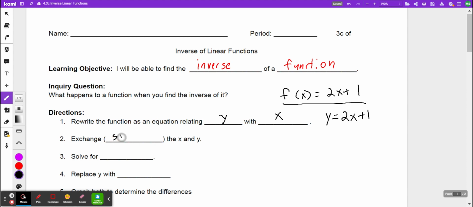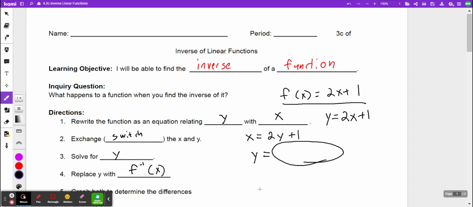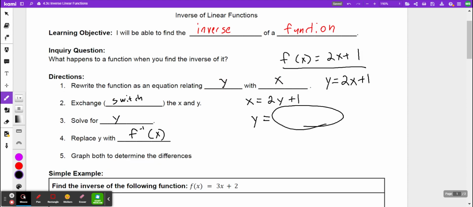Exchange, or switch, the x and y values. So instead of y equals 2x plus 1, it's now going to be x equals 2y plus 1. Now we just have to solve for y. So get y by itself. So we get y is equal to something. And replace y with the inverse of the function. So instead of y, we're going to write the inverse of f of x. And then, ta-da, we're done. And then all we have to do is graph and determine the differences and see what happened here.